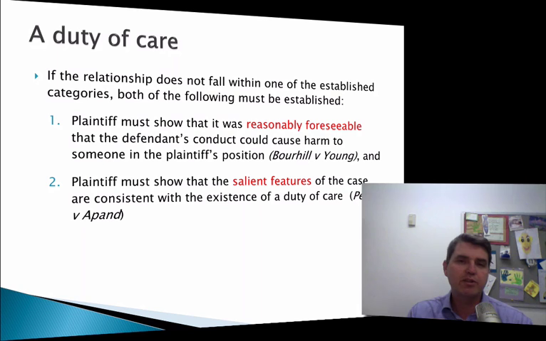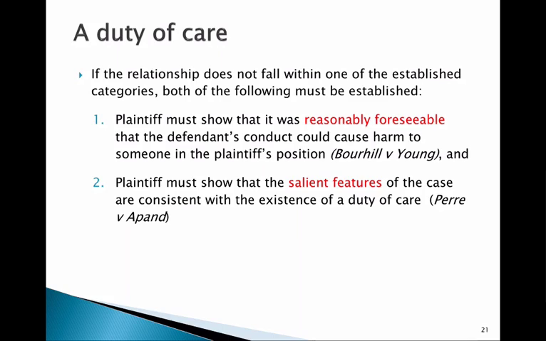The first stage of the test is to determine whether it's reasonably foreseeable that the defendant's conduct could affect someone in the plaintiff's position. The second element is, are the salient features of the case consistent with owing a duty of care, sometimes called the multi-factor test. So why don't we get into that now? What we can see here are the two elements laid out.